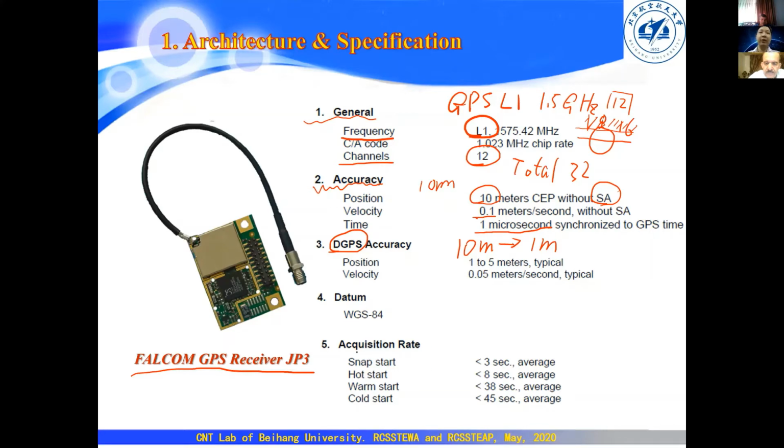And for acquisition, we also call this the TTFF. If you cold start, commonly it takes nearly 1 minute. For a warm start, about 38 seconds. But for a hot start, only a few seconds. So the more information you have, the faster your receiver will be.